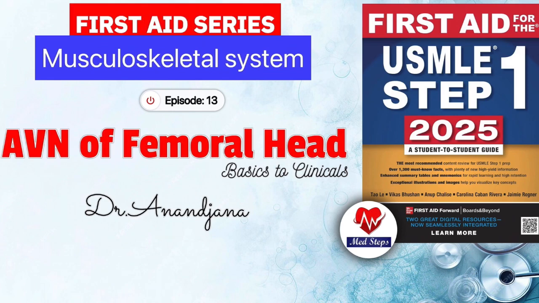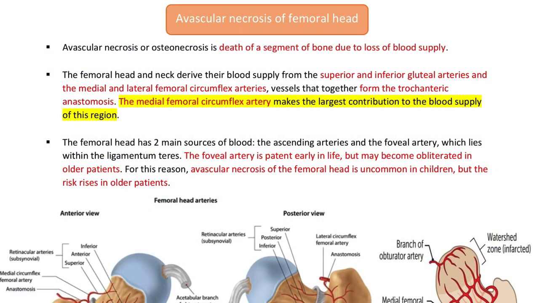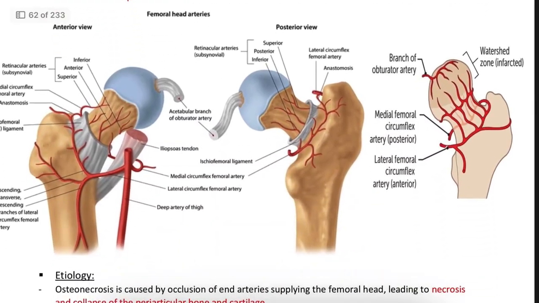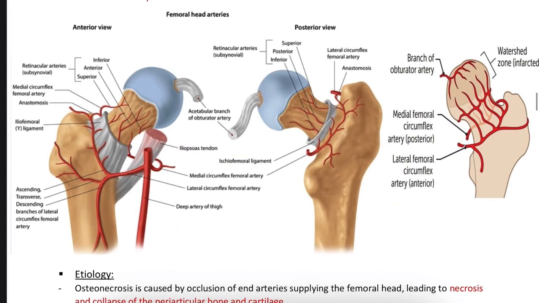Okay, so now we are going to see the First Aid book. Here you can see avascular necrosis, or osteonecrosis, is death of a segment of bone due to loss of blood supply. I already told this. The femoral head and neck derive their blood supply from the superior and inferior gluteal arteries and the medial and lateral femoral circumflex arteries. Now we are going to discuss the blood supply a little.